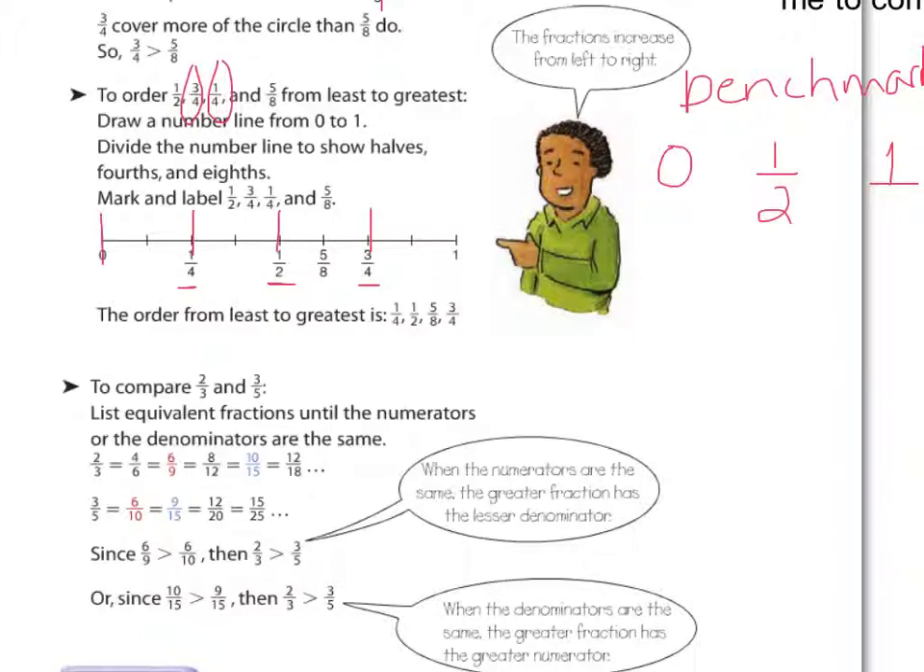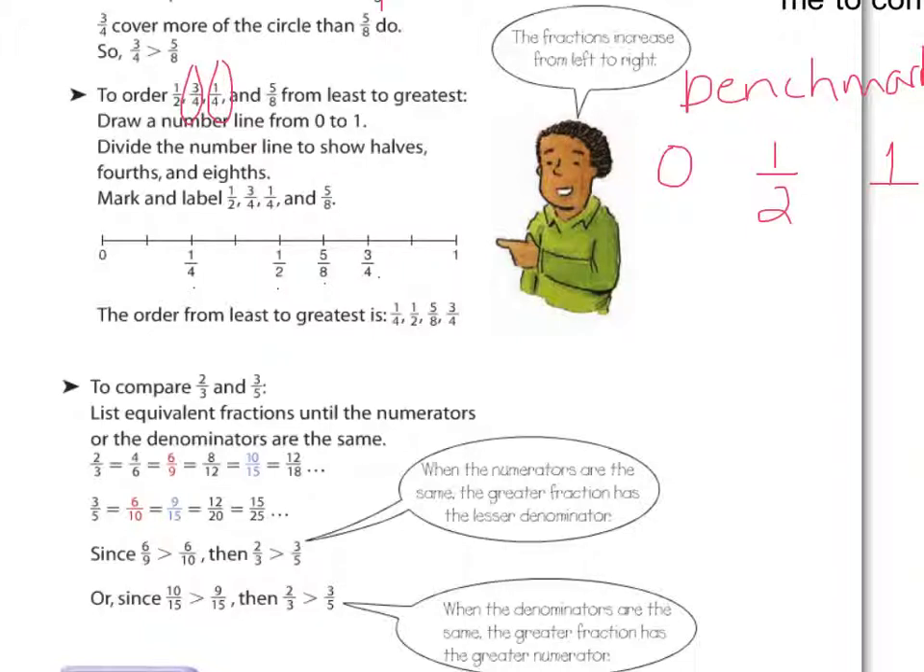And 5/8 is my trickiest one. I'm now going to have to count all of my eighths. 1, 2, 3, 4, 5. So 5/8. So now I can look at this and compare to see which fractions are smaller and which fractions are larger. So I can see that 1/4 is my smallest fraction, 1/2 is my middle fraction, 5/8 is larger, and 3/4 is the biggest.